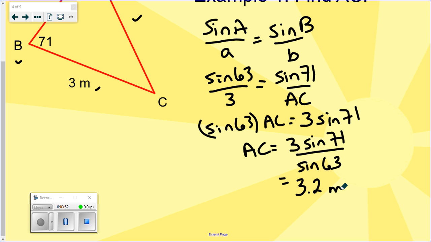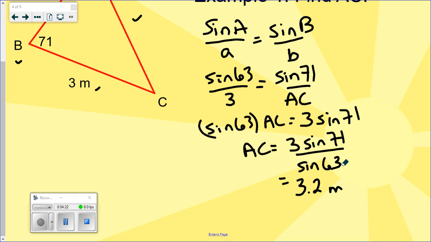You could turn them all into numbers if you want and then have 3 times, I didn't even write it down, decimal, whatever the decimal is, divided by decimal, whatever the decimal is. And that's fine. But then you're writing out a whole lot of numbers and you're more likely to make mistakes. Whereas if you rearrange everything, you can put it in your calculator exactly like this: 3 times sine 71 divided by sine 63.